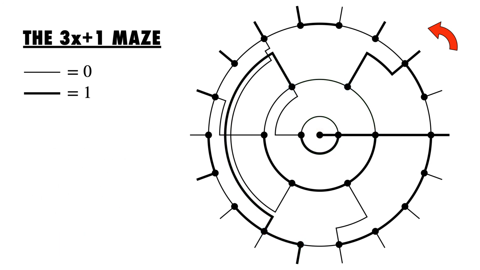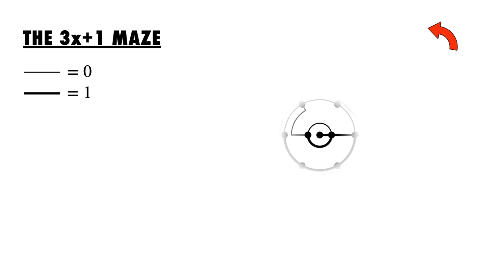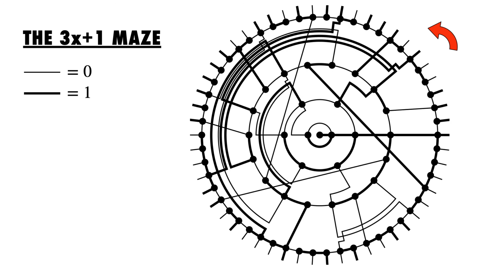All our examples were in the 3x plus 1 maze with 3 circles, but you can add more circles. For example, this is the maze with 4 circles. And you can try examples yourself with 4 circles, or just stick to 3 circles, whatever you prefer.